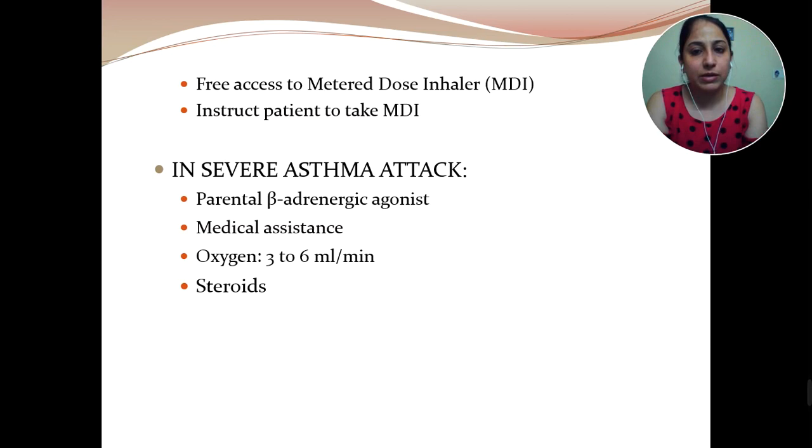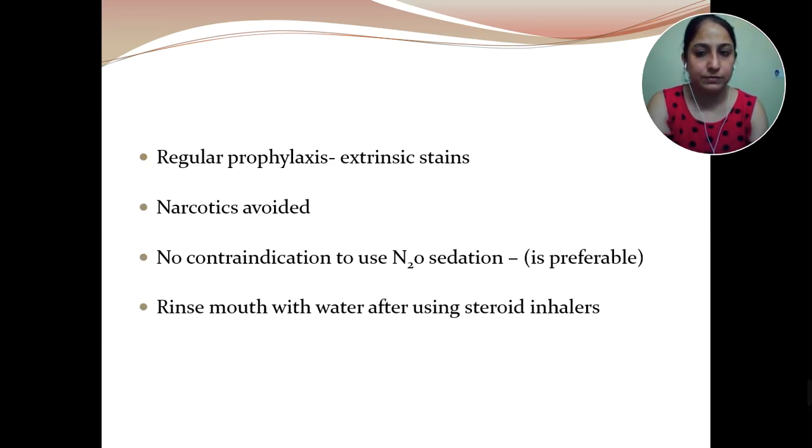In a severe asthmatic attack, a parenteral beta adrenergic agonist can be given, along with medical assistance, oxygen at 3 to 6 milliliters per minute, and steroids can be given. Regular prophylaxis for these children is essential because they develop extensive stains because of steroids. Narcotics should be avoided. There is no contraindication to the use of sedation, and the child should rinse the mouth with water after using steroid inhalers.